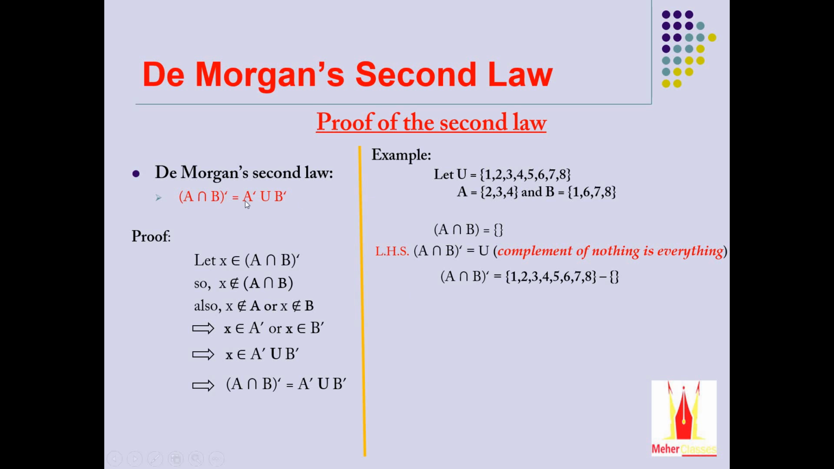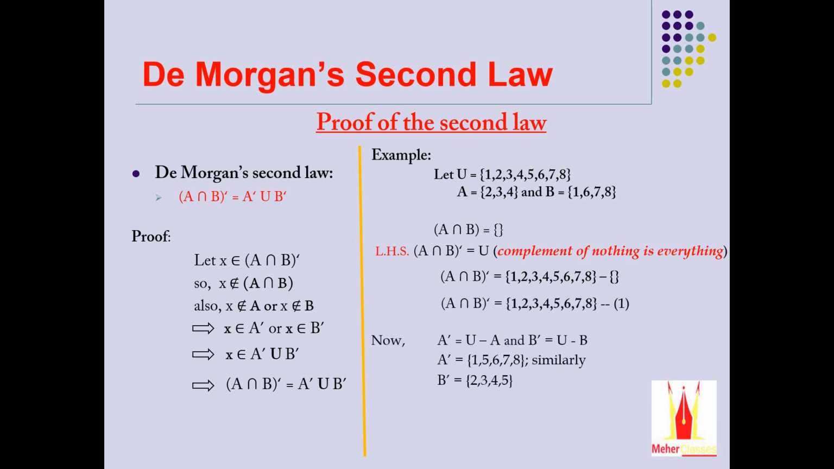So to get the LHS, that is (A intersection B) complement, we can say that it's the universal set, because in the previous videos we have seen that the complement of nothing is everything. So (A intersection B) complement would be equal to the universal set. In the same fashion, we need to find A complement and B complement. We already know the formula that A dash is equal to U minus A and B dash is equal to U minus B. So we could say that A dash is equal to 1, 5, 6, 7, and 8. Similarly, we have B complement as 2, 3, 4, and 5.